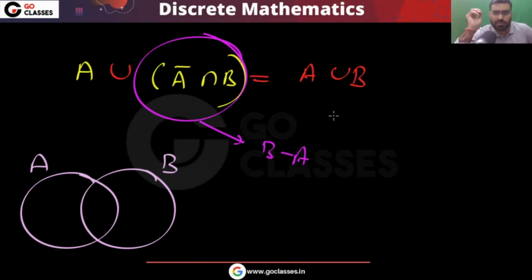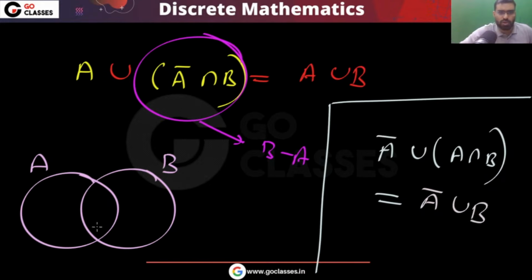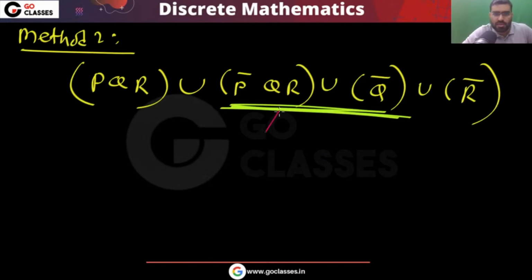The same property will hold if you do this: A complement union A intersection B will also be A complement union B. So this is what you can apply here. From here you will get Q complement. Basically this Q you can remove and you will get Q complement union P intersection R, P complement intersection R.